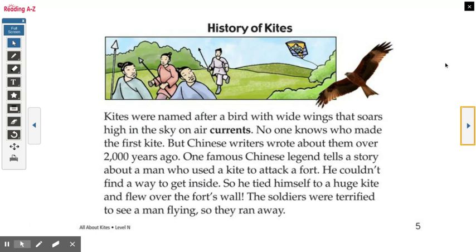Oh, I see 3 text features. Can you point to one? The first one I notice is up here at the top, History of Kites. What is that? What's that text feature called? A heading, that's right. And this heading tells us what the page is going to be about. What's the next text feature you see?